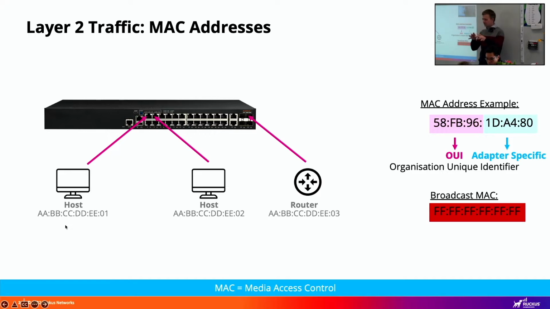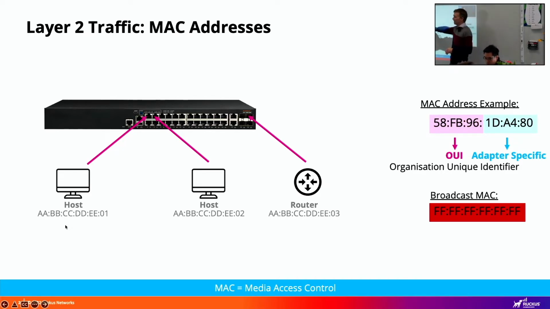So when a piece of information travels across a layer 2 network, it has a source MAC address and a destination MAC address. So if this host here, O1, wants to send a piece of information to this host here, his packet as it transits across the network will have a source MAC address and a destination MAC address.